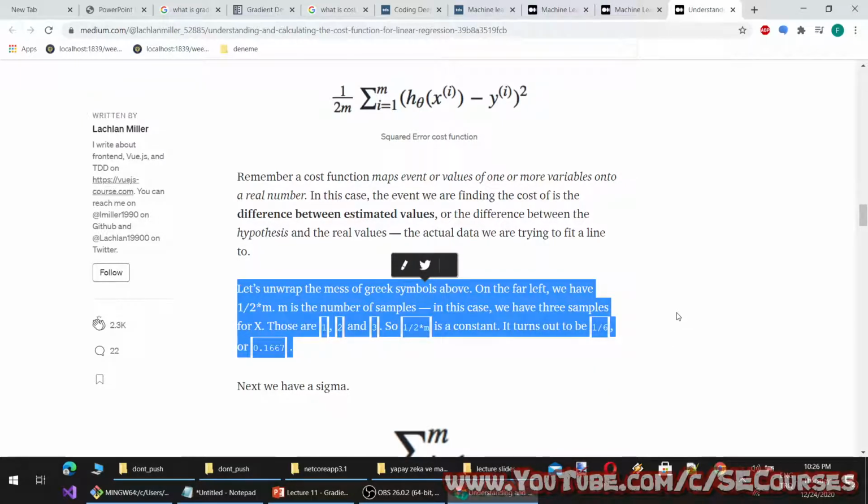Let's unwrap the mess of Greek symbols above. On the far left, we have 1/2m. m is the number of samples. In this case, we have 3 samples for x, those are 1, 2 and 3. So 1/2m is a constant. It turns out to be 1/6, or 0.1667.